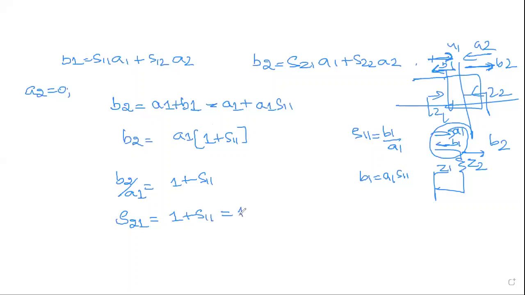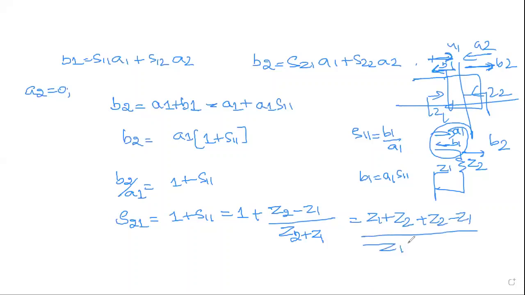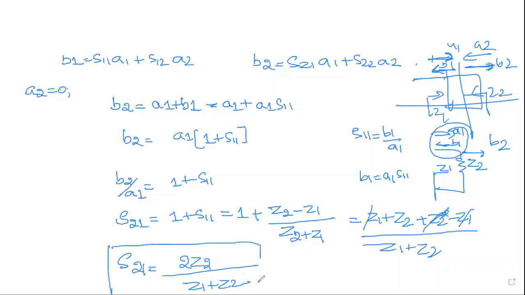But you know S11 value in terms of impedance, it is Z2 minus Z1 divided by Z2 plus Z1, which we further simplify as Z1 plus Z2 plus Z2 minus Z1 divided by Z1 plus Z2. So Z1 and Z1 will get cancelled. You will have S21 is equal to 2 times Z2 divided by Z1 plus Z2. So you got one value for S21. Any confusions here?